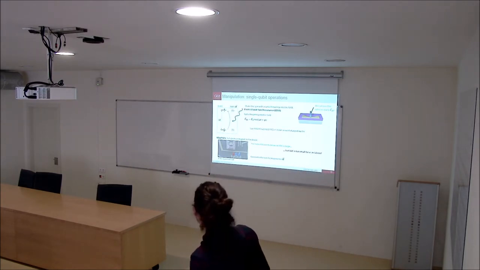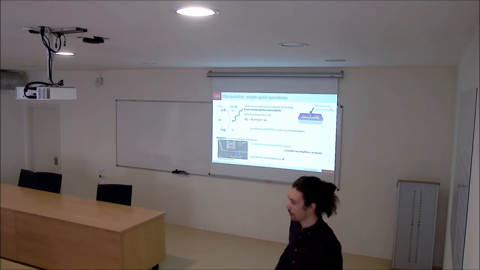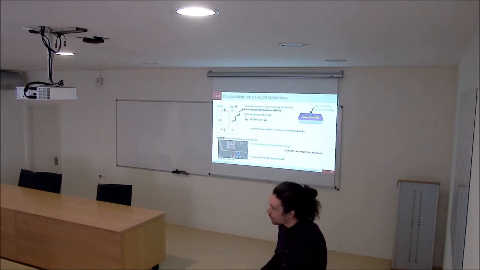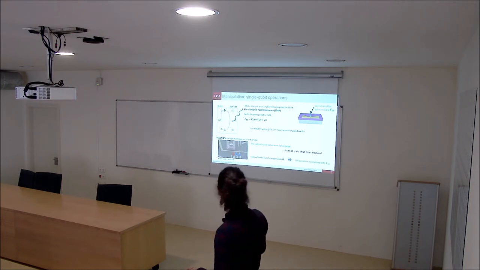But now this is not enough to encode quantum algorithms because, you know, in classical algorithms, we have two-bit logic gates. So we need two-qubit logic gates. How do we do these two-qubit logic gates?